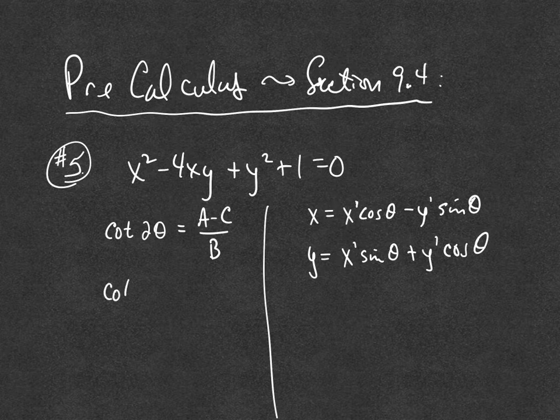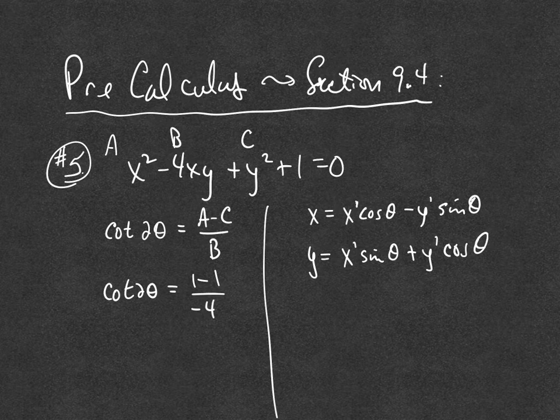So in this problem, remembering that a is the number in front of the x squared, b is the number in front of xy, and c is the number in front of the y squared, what we'd have here is 1 minus 1 divided by negative 4. 1 minus 1 divided by negative 4 is 0.